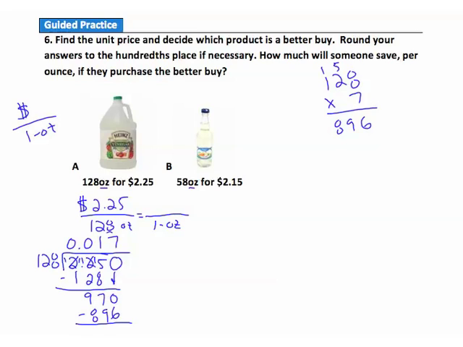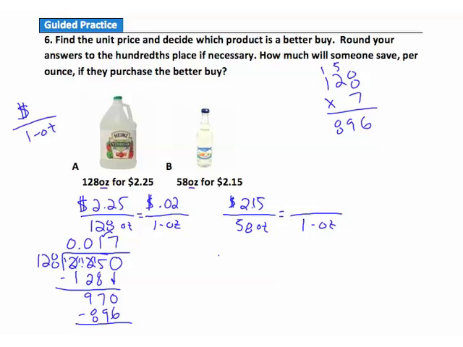The 7 tells us to round this 1 up. So my unit price for product A is going to be 2 cents per ounce. Let's take a look at product B. We have $2.15 for 58 ounces. And we want to get this down to 1 ounce. So we're dividing top and the bottom by 58. So let's go on some scratch work here.